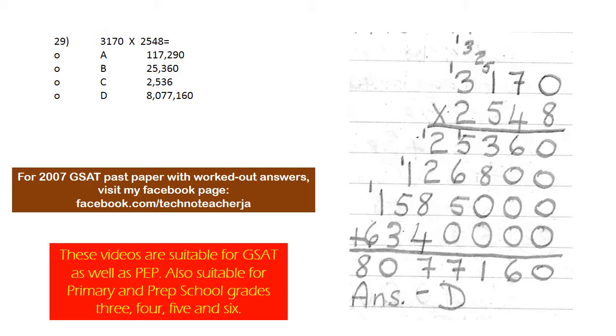Now let's continue to multiply. 8 times 3 is 24. 24 plus 1 is 25. So here in this first line we have 25,360.